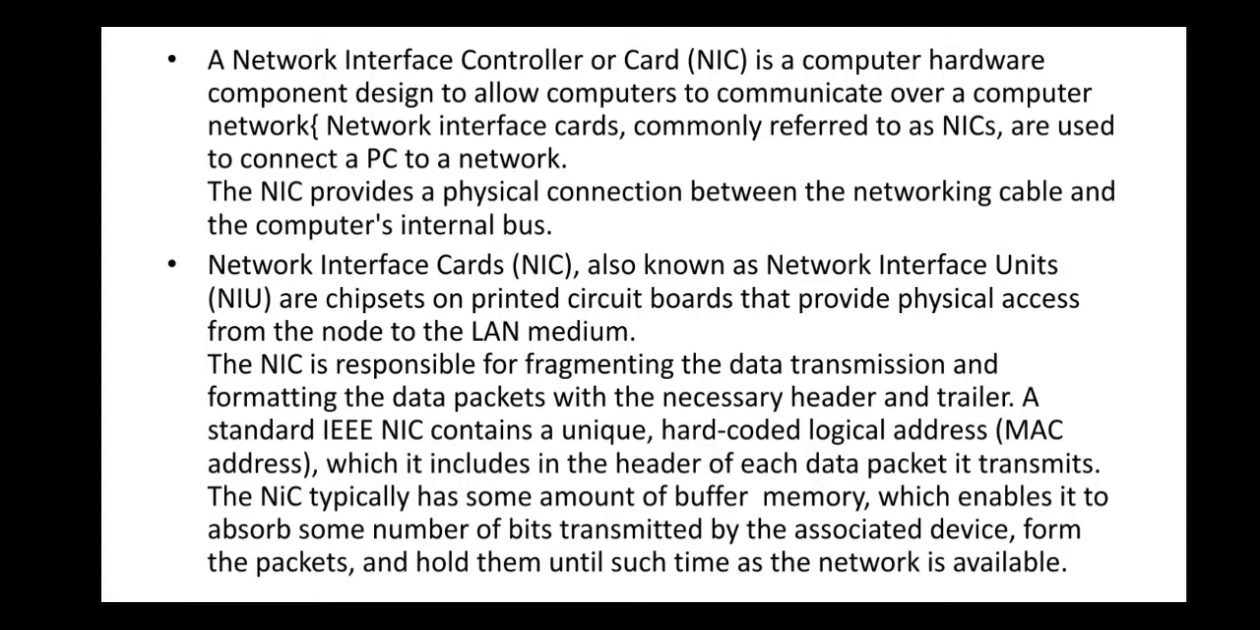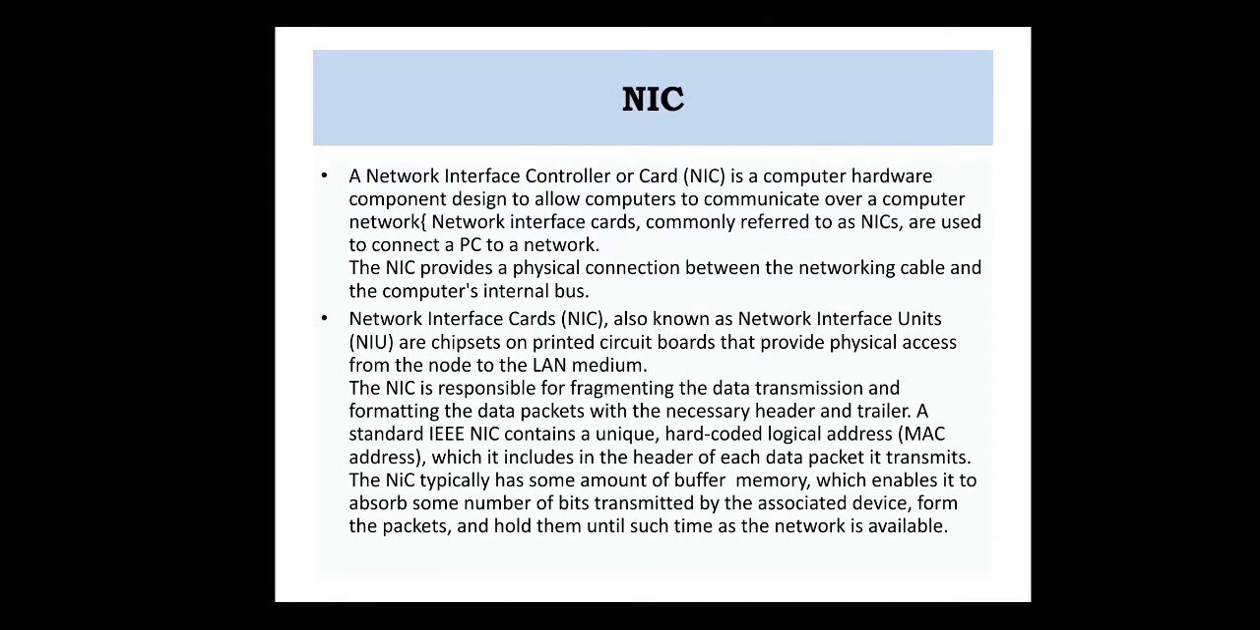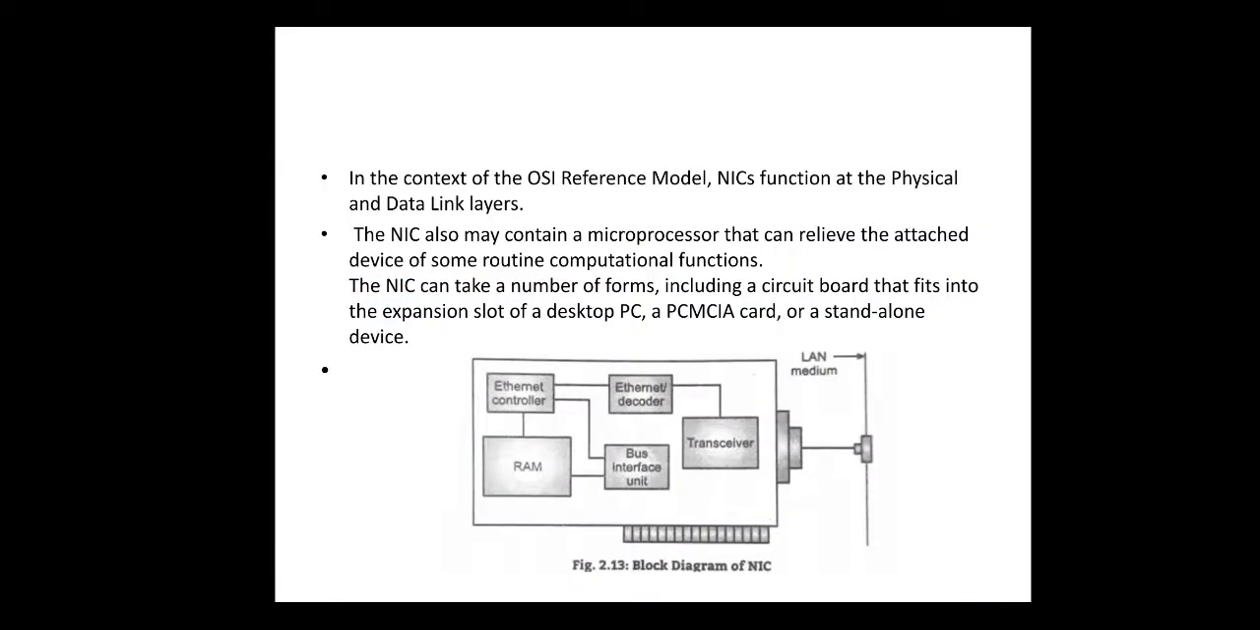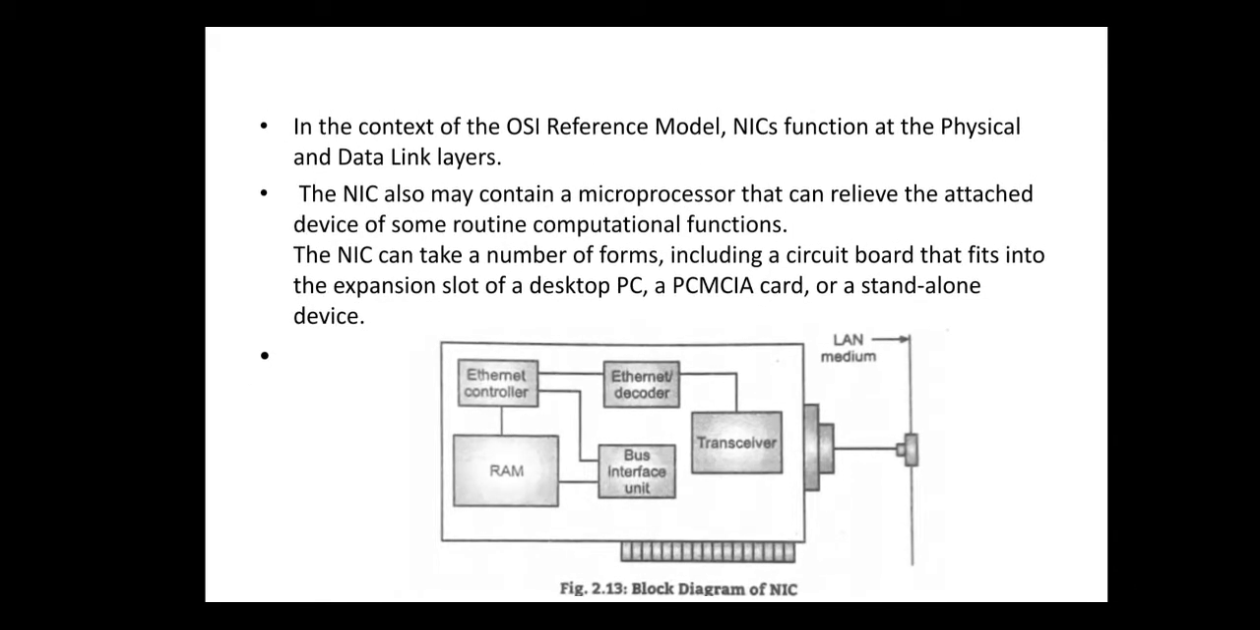The NIC typically has some amount of buffer memory, which enables it to absorb some number of bits transmitted by the associated device from the packet and hold them until such a time as the network is available. In the context of the OSI reference model, NIC functions at the physical and data link layer. NIC also may contain a microprocessor that can relieve the attached device of some routine computational functions.